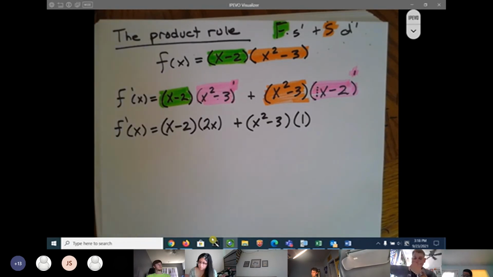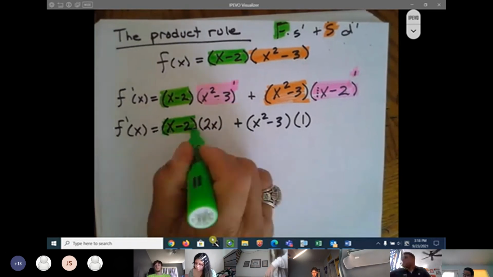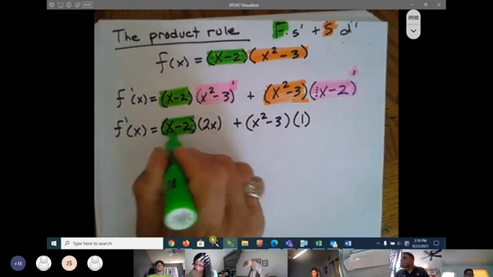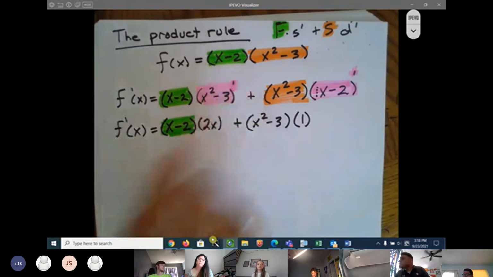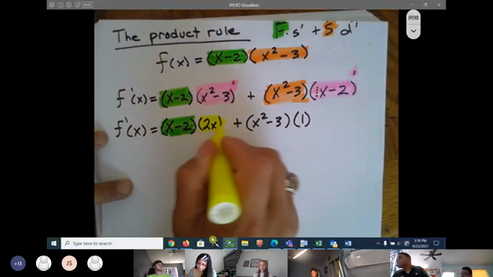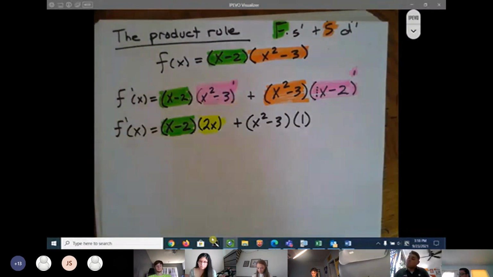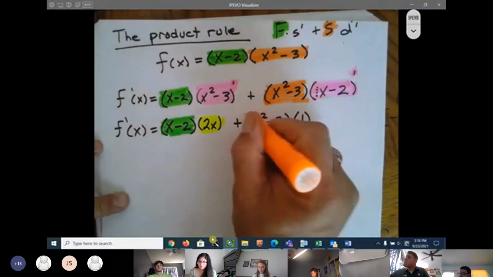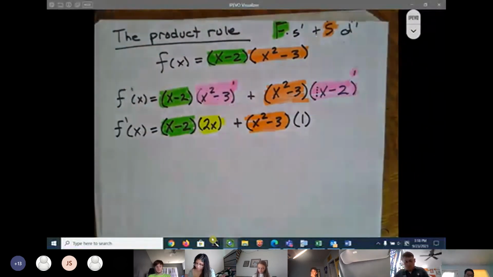Here's the first. And I took the derivative of that, so I'm going to color this yellow because that is the derivative of x squared minus 3. See, if you don't learn how to do the power rule, you can forget the quotient rule and the product rule.